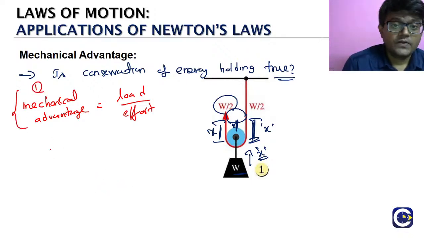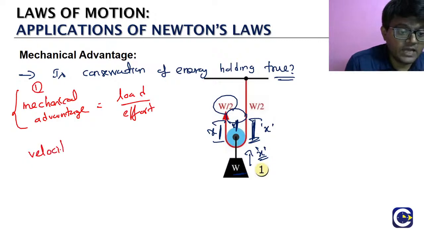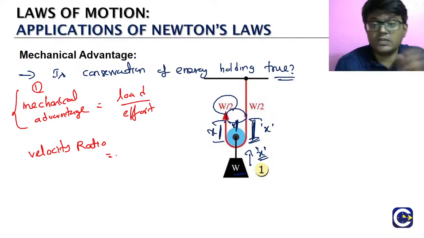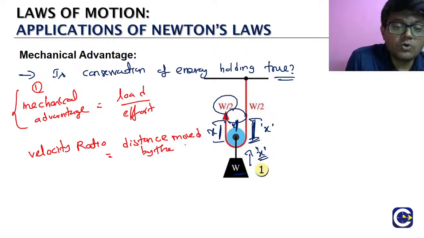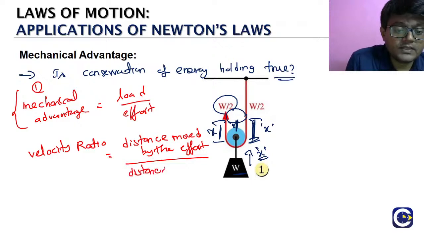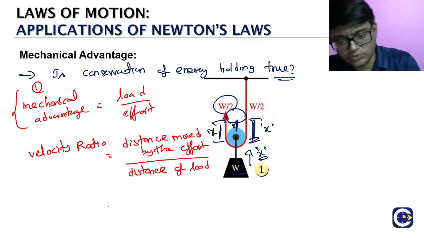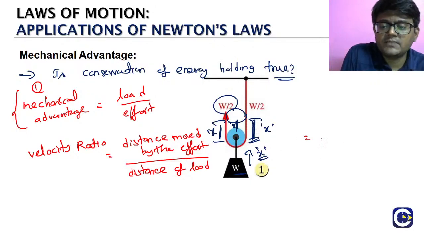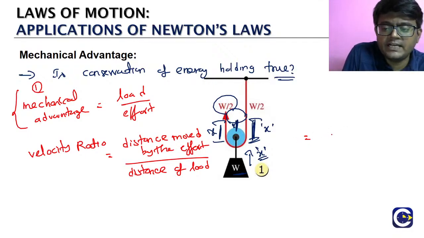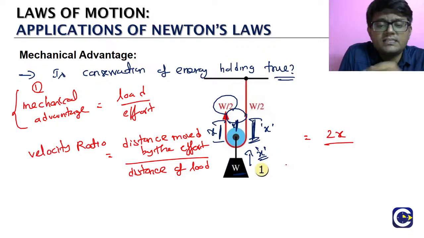The second is one more quantity that we define, called the velocity ratio. What is it called? Velocity ratio. Velocity ratio is the distance moved by the effort divided by the distance, or we can even say displacement, of the load. That is the velocity ratio. In the same example, in the ideal case scenario, what is the distance moved by the effort? 2x, divided by the distance moved by the load, x.